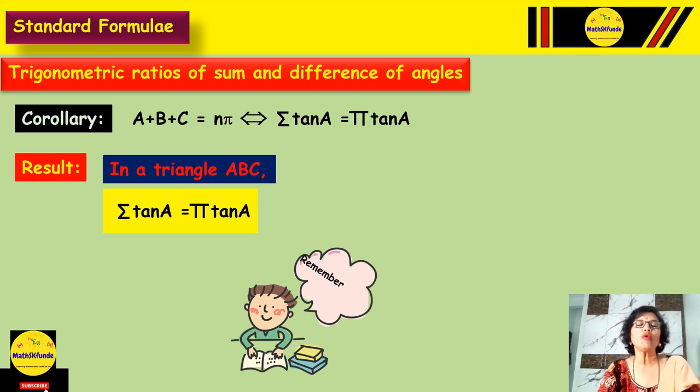Many students feel that how do you know that the question is to be started from here? So this is the preparation what we do by seeing the videos again and again. Okay, so in a triangle ABC, sigma tan A equal to product tan A. This is also one important result which you have to remember.